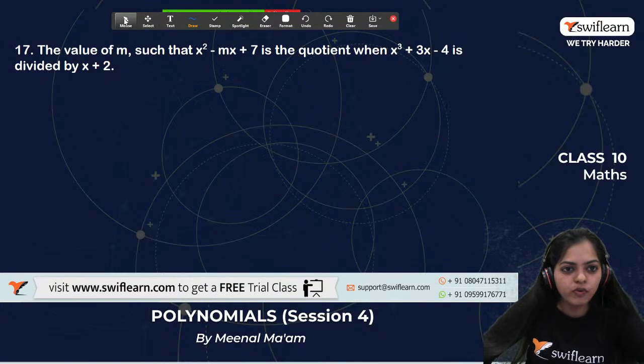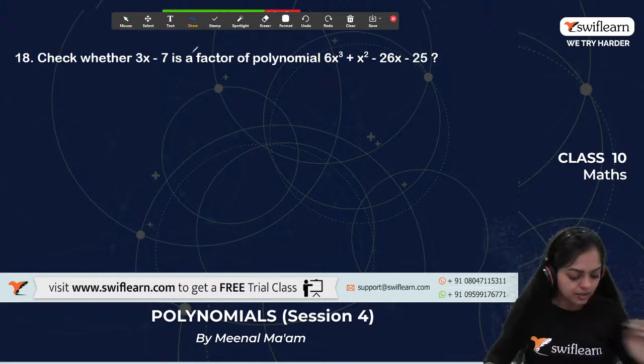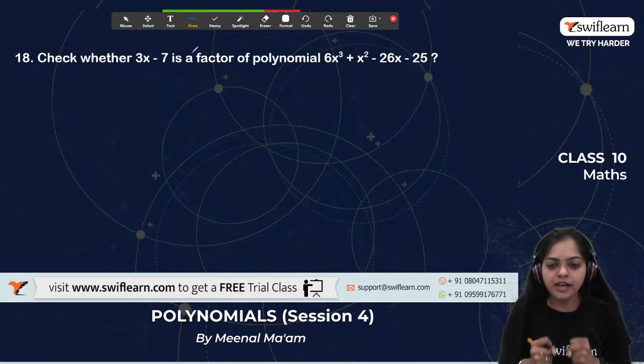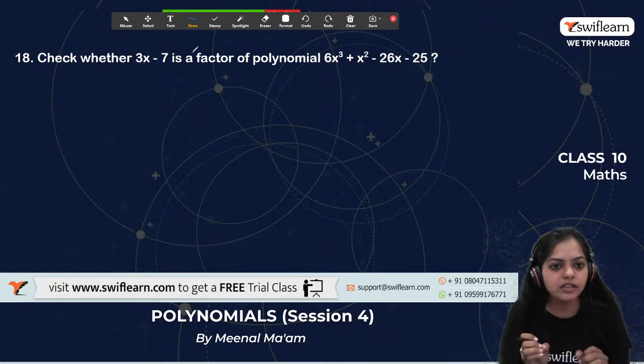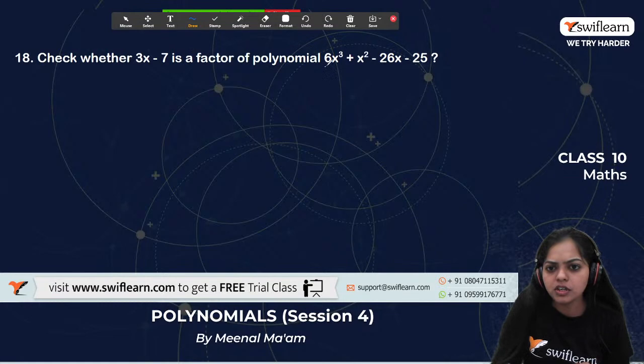Yes, so moving on to the last one, and here is the last question. This is the last question for today's class. Alright, so with full energy we solve this question. We have to check whether 3x minus 7 is a factor of the given polynomial. So how will we check?